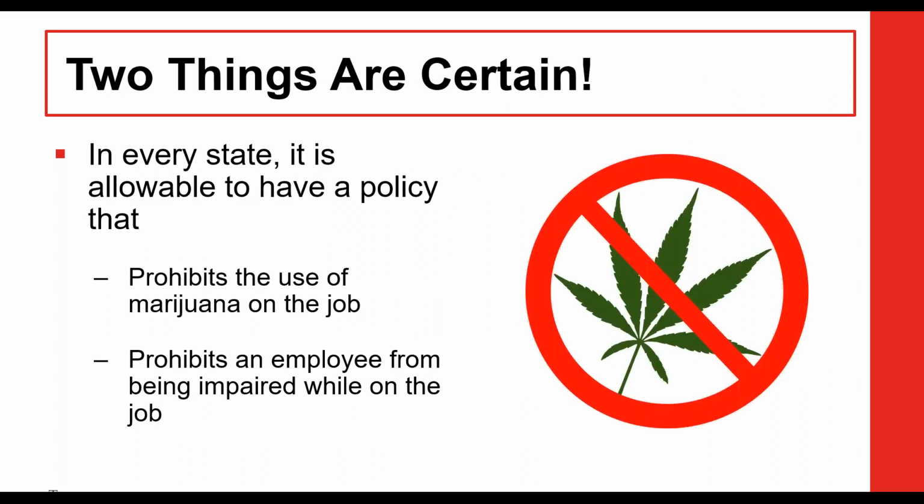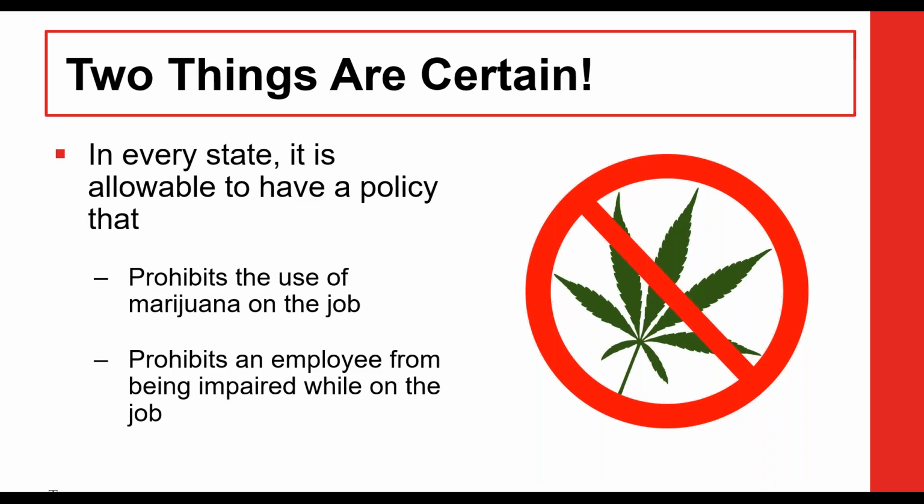So regardless of which state laws we look at here, which again tend to differ across the country, there really are two things that are certain. In every state, it is still allowable to have a policy that specifically prohibits the use of marijuana on the job, as well as any other substance, alcohol, or any other form of drug, and also prohibits an employee from being impaired while on the job.